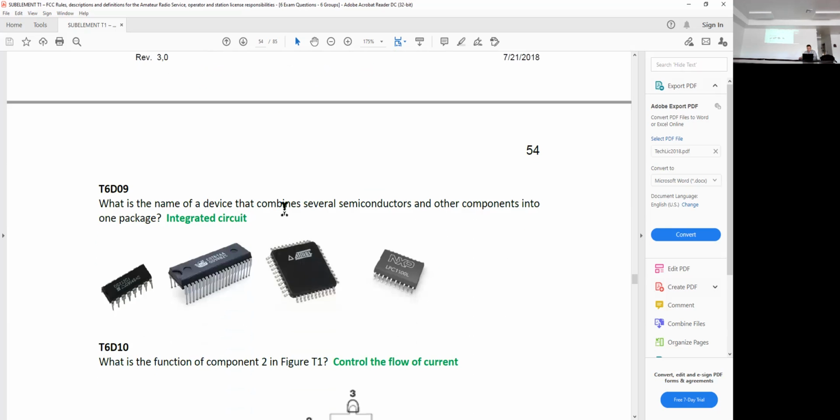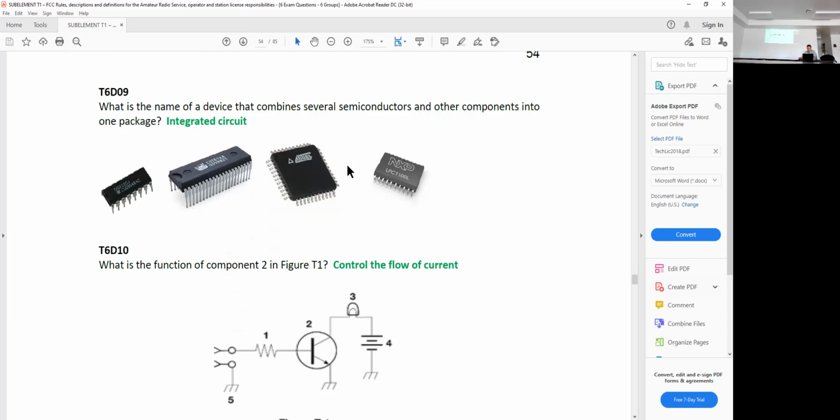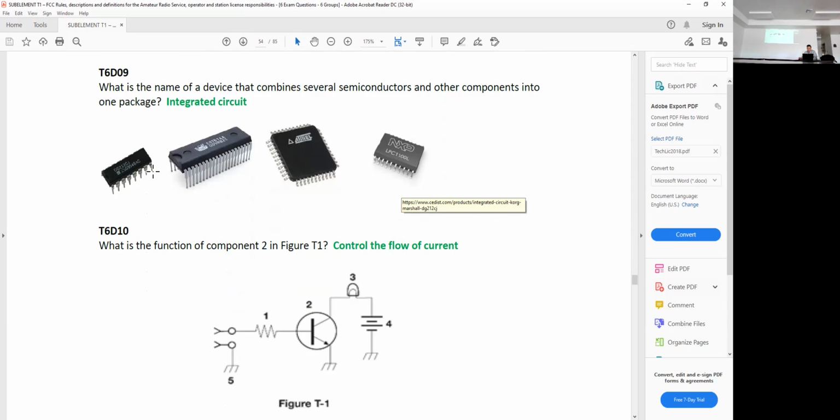What is the name of a device that combines several semiconductors and other components into one package? And that's an integrated circuit. And these are basically just thousands and millions of transistors arranged in a particular way.